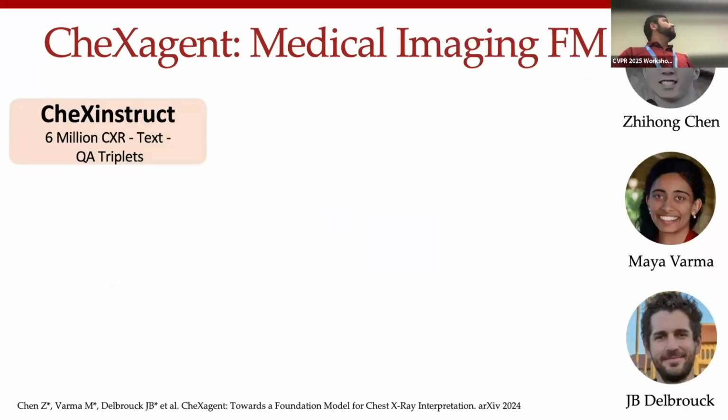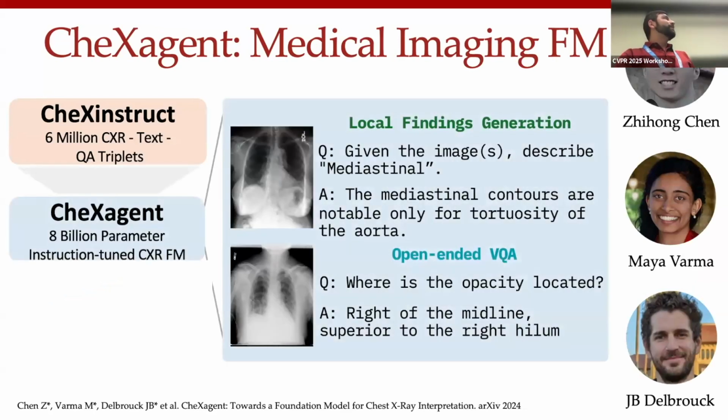And one of our first attempts towards this was this CheXagent model that we were able to build. For this particular model, we just compiled all the chest X-ray images that we could from the internet, and we were able to compile this triplet data set, where that data set looked something like this. Each image would have some sort of query associated with it. So for example, with this particular chest X-ray, we might ask a query, where's the opacity located? And we can come up with an answer in free text. And we were able to do this with around 6 million or so instruction examples.